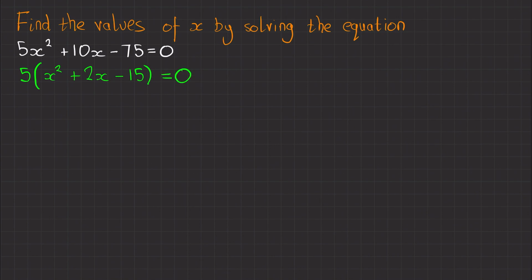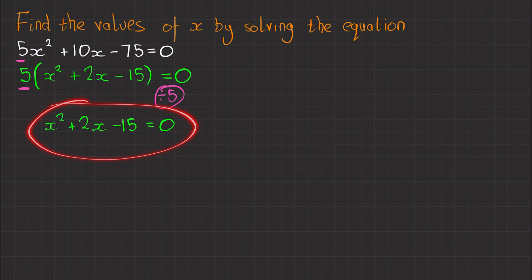Now the nice aspect of what you can do here is if you divide both sides by 5, well, the left-hand side will just be left with this. But the right-hand side, well, 0 divided by 5 is 0. So we'll just be left with 0 on the right-hand side. So divide both sides by 5, and that will give us x squared plus 2x minus 15 equals 0. And we're left with this, which we can solve the same way as we've done with the previous questions.